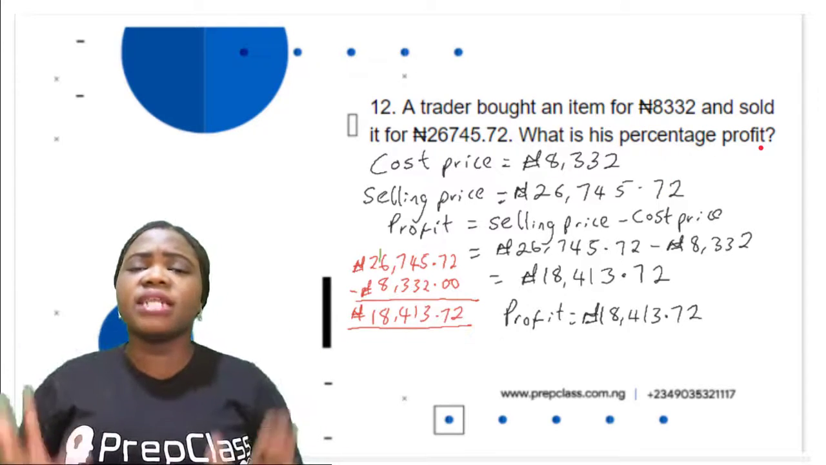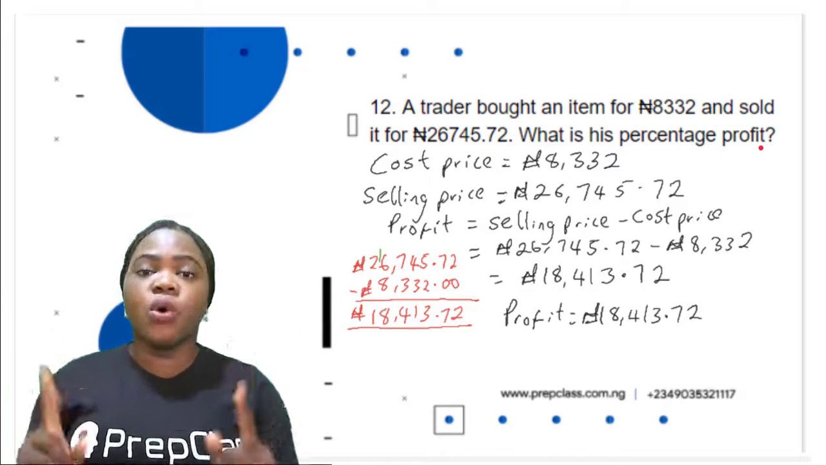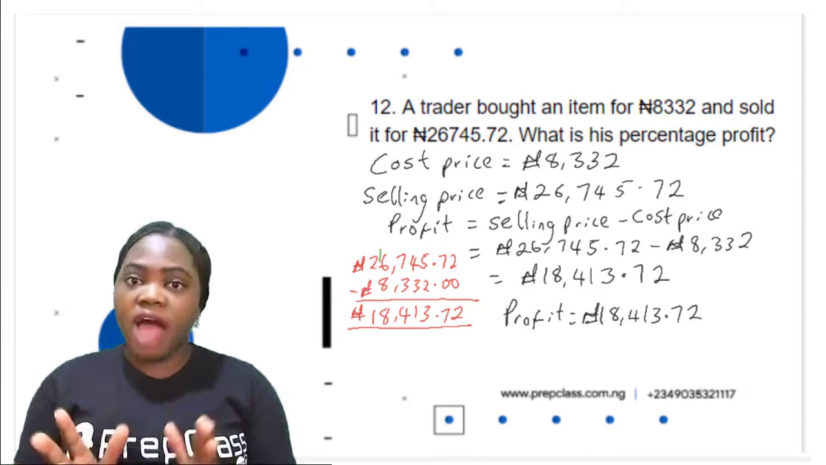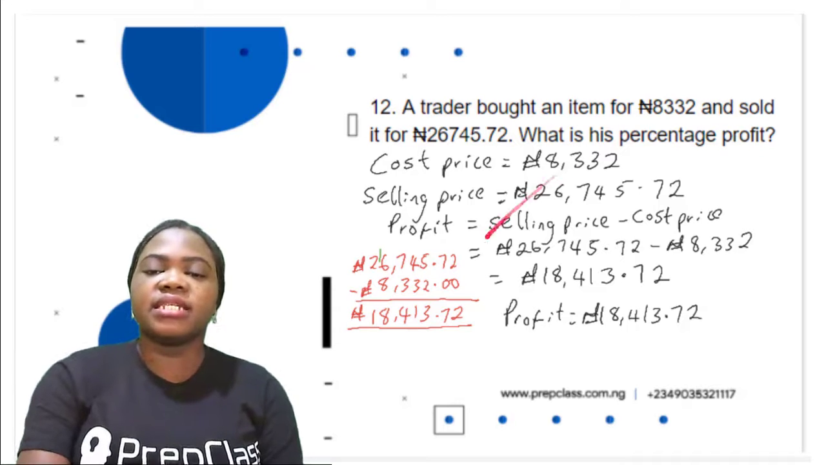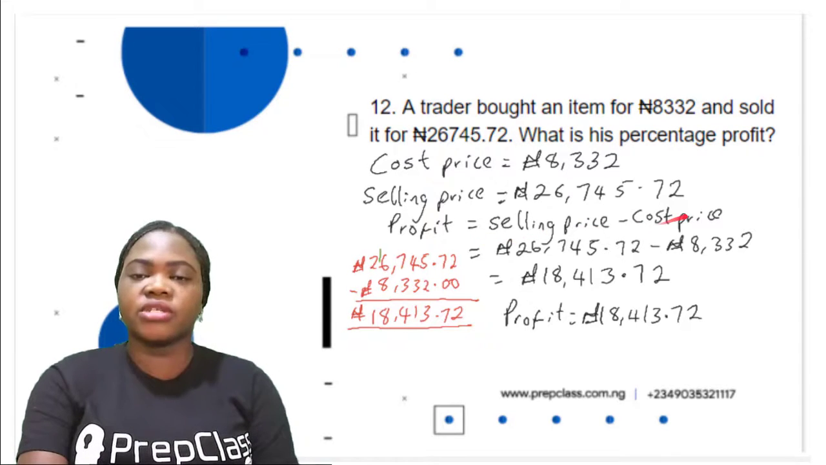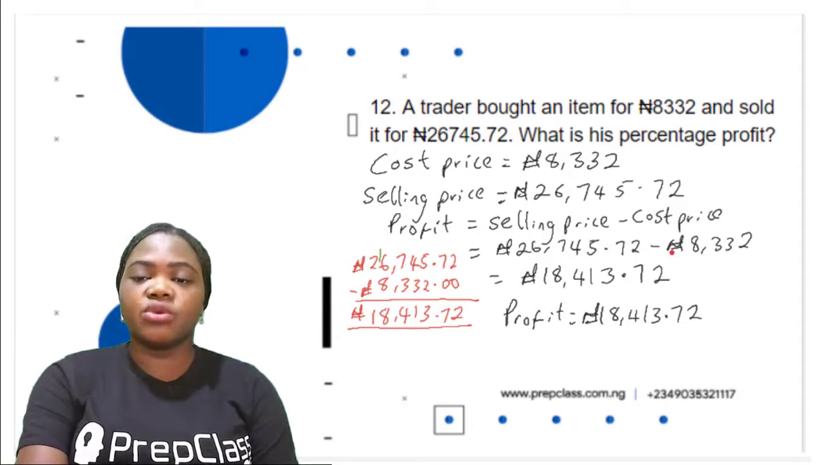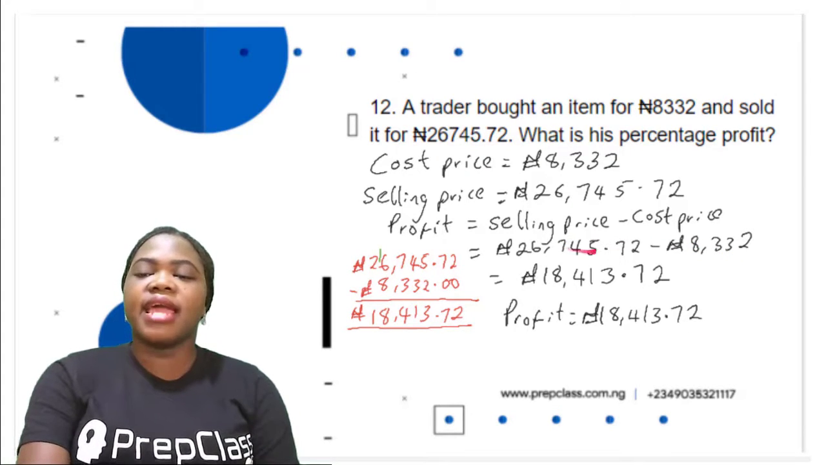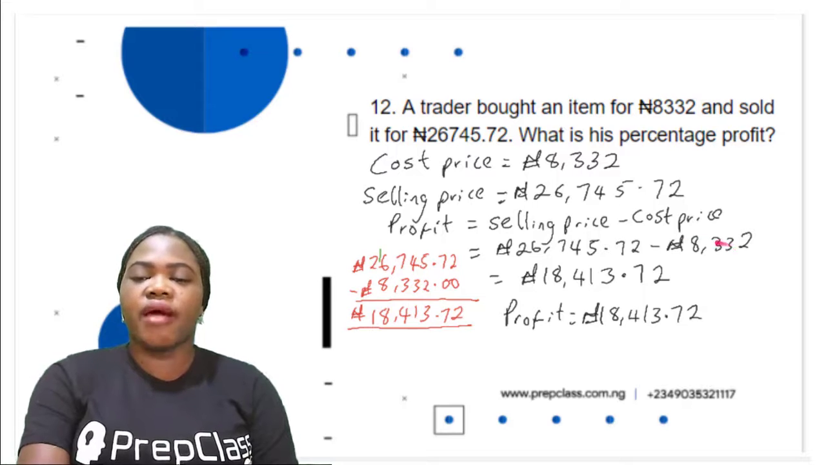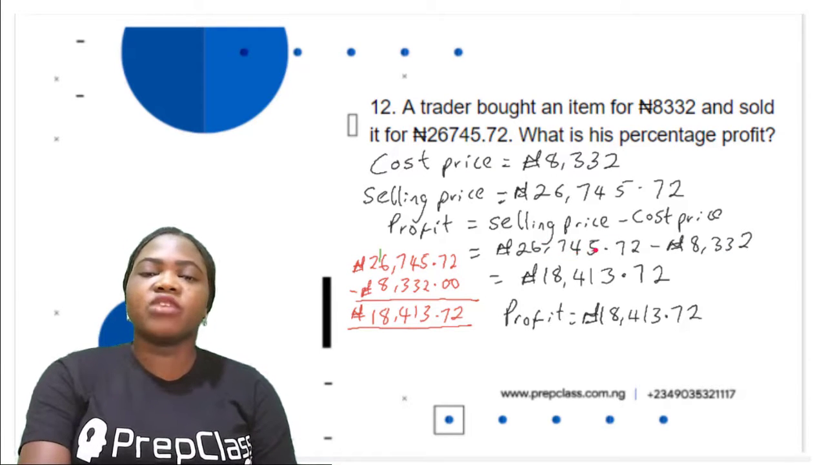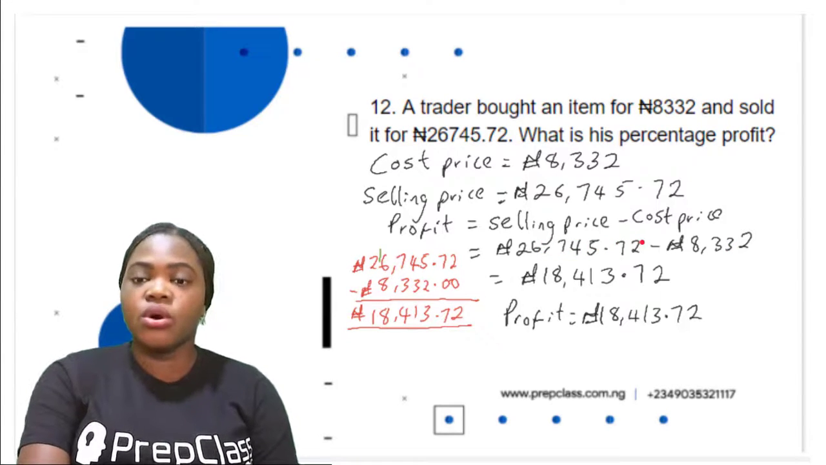But before we can calculate the percentage profit, we need to know what the profit is. So how do we find profit? Profit is equal to selling price minus cost price. The selling price is 26,745 naira 72 kobo. Then the cost price is 8,332 naira. So let's subtract 8,332 naira from 26,745 naira 72 kobo. So let's do that here.